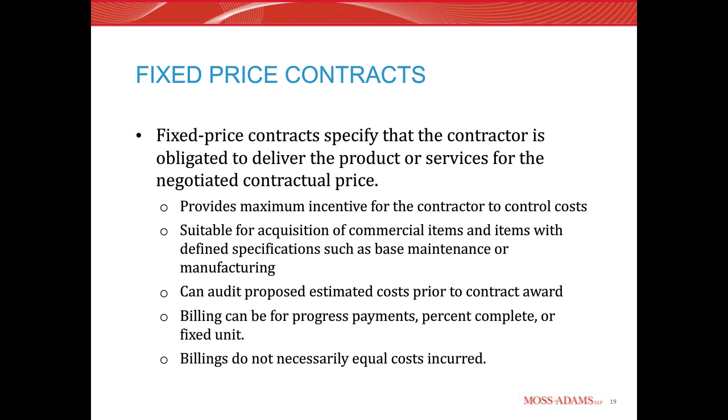Or it could be fixed unit. If you're buying computer chips or boards, you're getting paid by the unit. So it might be for every 1,000 chips you deliver, you get a payment. And the important thing to notice is once the contract starts, the billings aren't going to equal the costs incurred. Because if it's an underrun, obviously the billings are greater than the incurred cost. And if it's an overrun, it's the exact opposite.